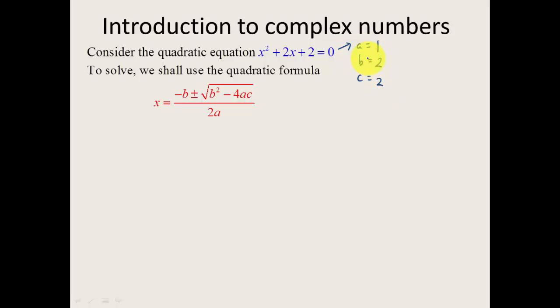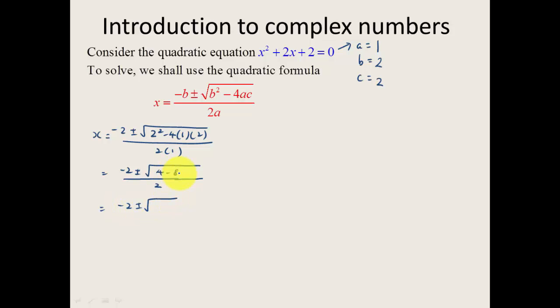Now that I know a, b, c, I can substitute in the values to find x. So I have minus 2 plus or minus the square root of 2 squared minus 4ac, over 2a. Now let's simplify this a little bit. Inside the square root I have 4 minus 8, and 4 minus 8 gives me minus 4. At this point we're stuck here. We wouldn't know what to do with this. But let me simplify a little bit more.